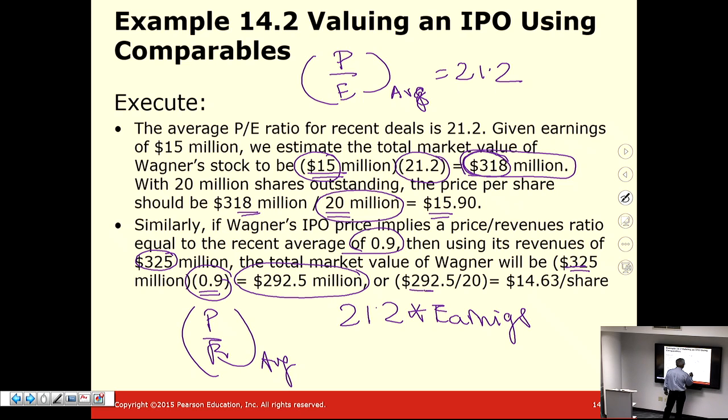And then we take 292.5, divide that by 20 million shares outstanding, we get 14.63. So we use two different methods, and that gives us kind of a range. Maybe between 14.63 and 15.90 would be the fair IPO price to set for this particular company.